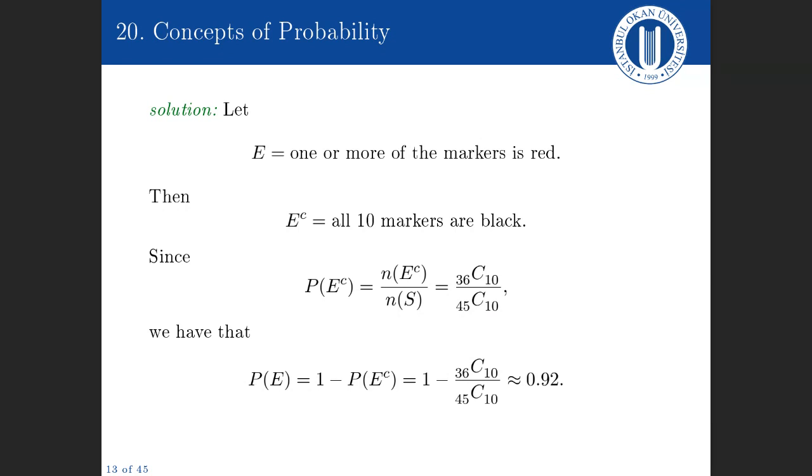So using the theorem, the probability that we want, P of E, is 1 minus the probability of E complement. So that's 1 minus 36 choose 10 divided by 45 choose 10. And then using your calculator, we can calculate that that's approximately 0.92.